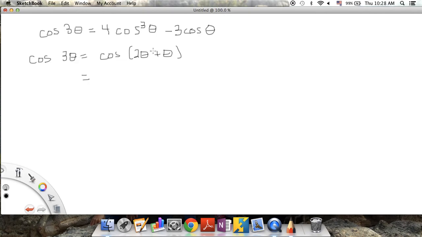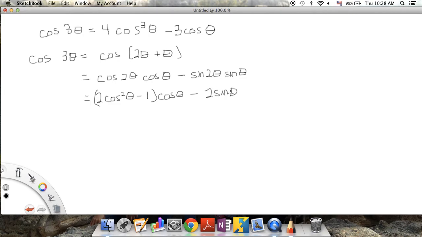So I changed the 3 theta to 2 theta plus theta, which gives me my sum formula, cosine of 2 theta times the cosine of theta minus the sine of 2 theta times the sine of theta. And then I'm going to use my double angle formulas. In this case, I'm going to use the cosine one because I've just got cosine here. And as you do more of these, you'll be able to pick out which ones you need to use easier and easier. So that's why we need lots of practice with these.